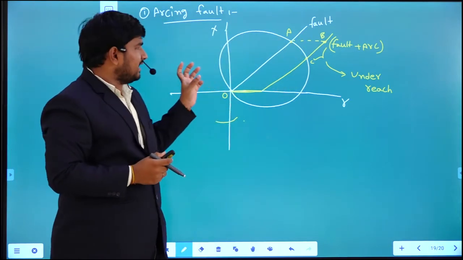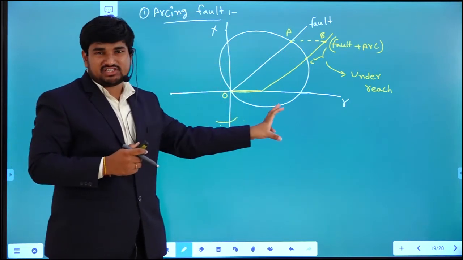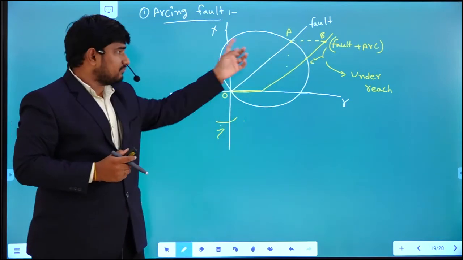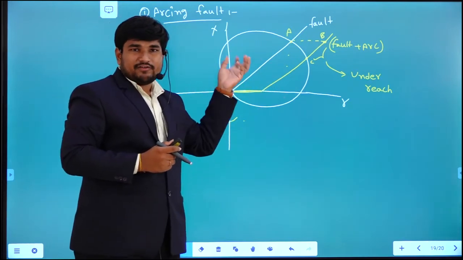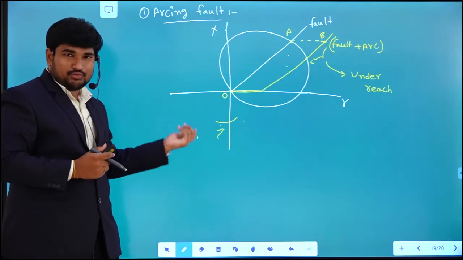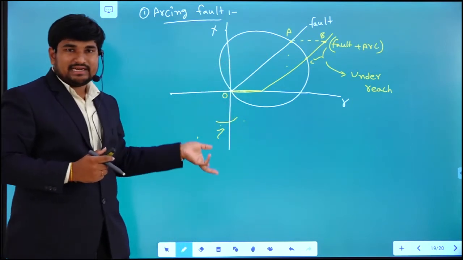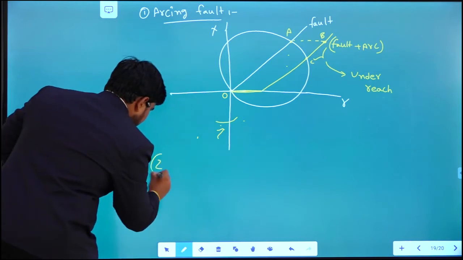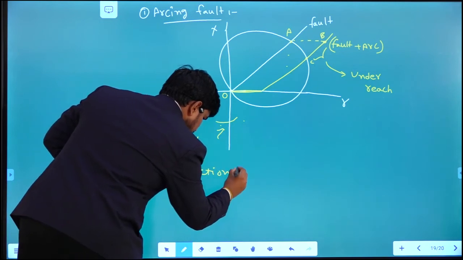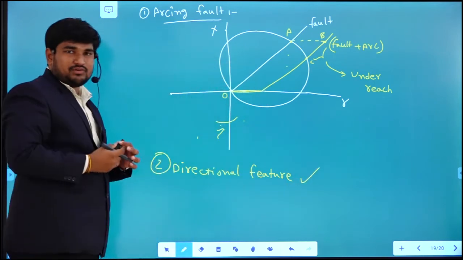And let us look at whether this Moore relay is giving the directionality feature or not. It mainly consists of the first quadrant only, right? It is not present in the other quadrants, that means negative resistance and negative reactance. That's why it can produce the directionality feature as well. That means the directional feature will be produced by using the Moore relay.